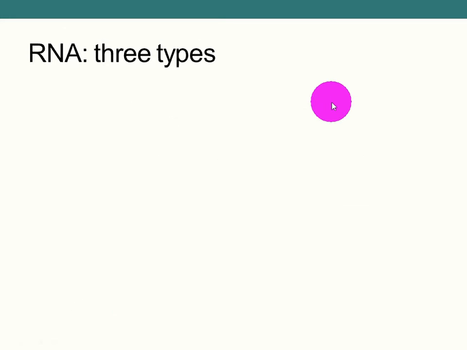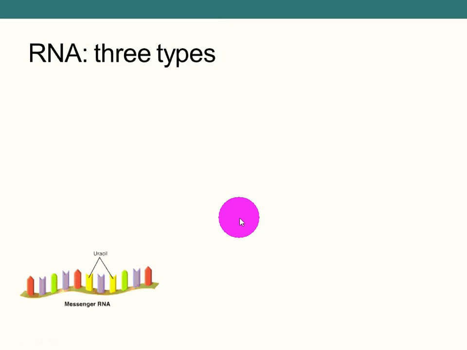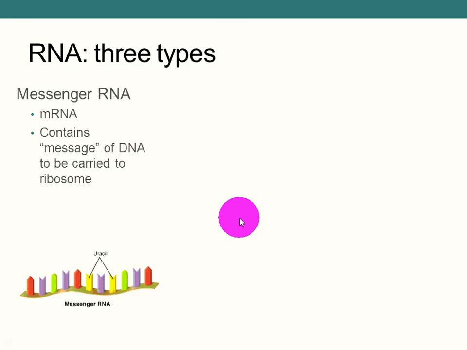With our ribonucleic acid, or with our RNA, we have 3 different types, and each type has a slightly different function. So we have one that looks like this, and we call it messenger RNA. And we call it messenger RNA simply because it has the message of DNA to be carried to the ribosome. And we'll explain that more as we talk about transcription and translation, but just that's kind of where the M comes from.